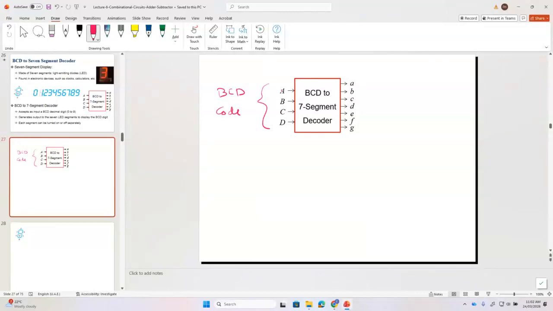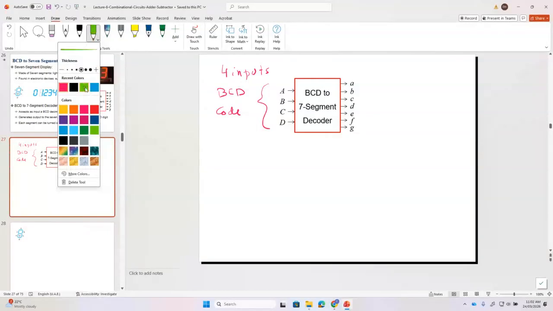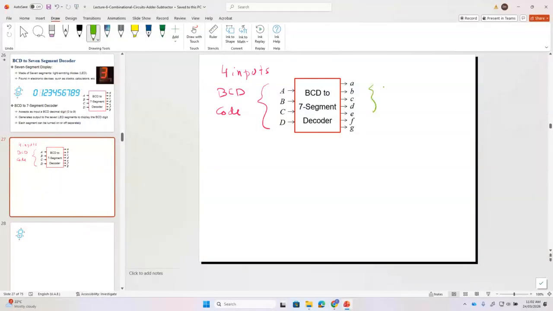Now if you look at the BCD inputs, how many inputs are there? So there are n inputs. This is 4. We have 4 inputs, if you look at the block diagram. Now how many outputs are there? 7 outputs. So we have 4 inputs and 7 outputs. From the block diagram level, the inputs are A, B, C, and D.